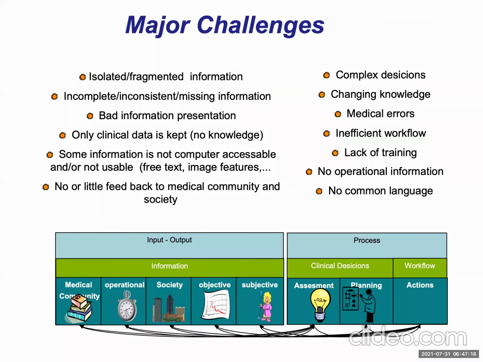The main challenges here are that we want to avoid isolated, fragmented information. These are the main challenges of today's healthcare systems. Most of the information is incomplete, inconsistent, or missing, and a lot of pre-processing needs to be done on the healthcare data for it to be ready to be used by AI systems and other health informatics systems. Bad information presentation: the information sometimes is not presented the right way.